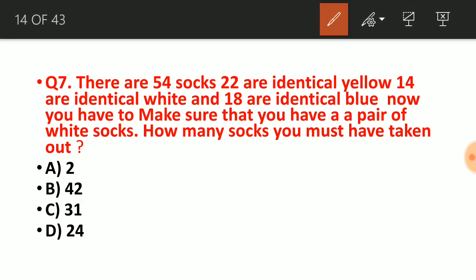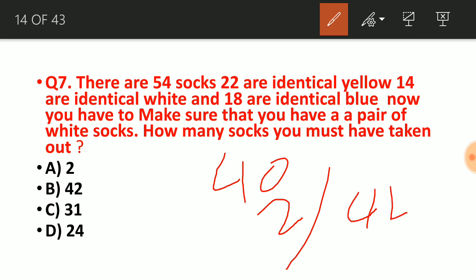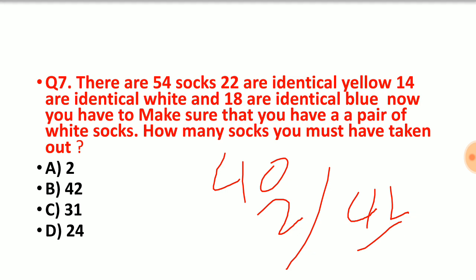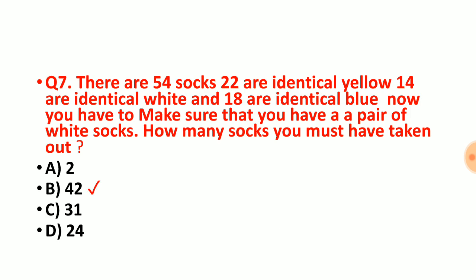So you have already taken out all 40 socks from yellow and blue color. Now if you take 2 more socks, they will surely be white socks. So if you take 42 socks, then you will have a pair of white socks. That is the 100% sure case. So how many socks must you have taken out? You have taken out 42 socks. Now let us see question number 8.